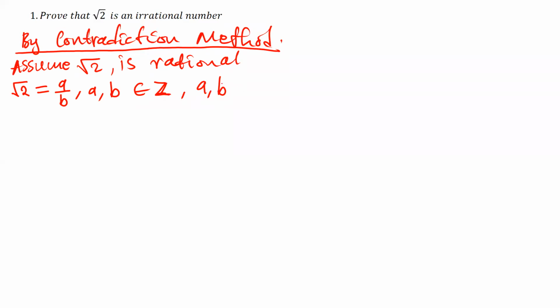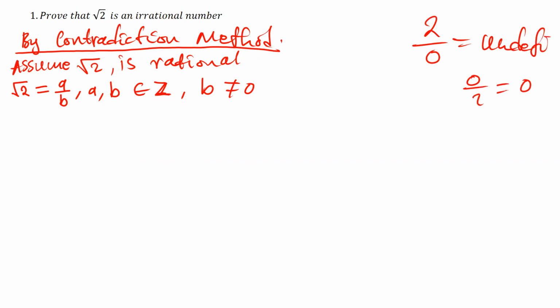Sorry, before we do that, there was a statement in between which we said b should never be equal to what? 0. What happens if the denominator of any fraction is 0? If you have any number divided by 0, the solution is what? Undefined. But 0 divided by any number, the answer is 0. So this is the reason why we're saying b should never be equal to what?